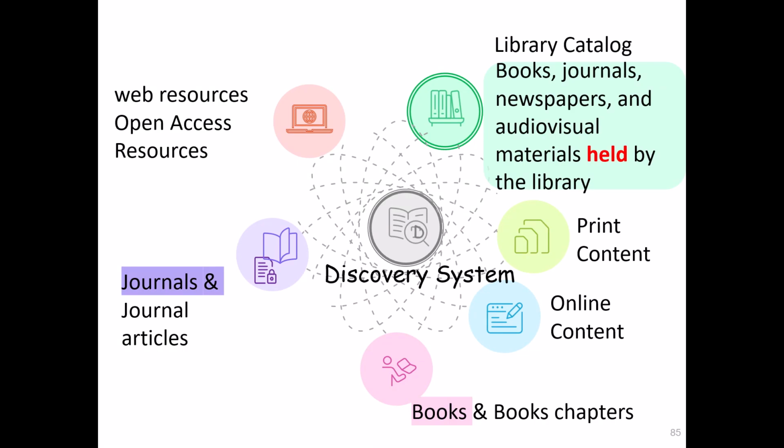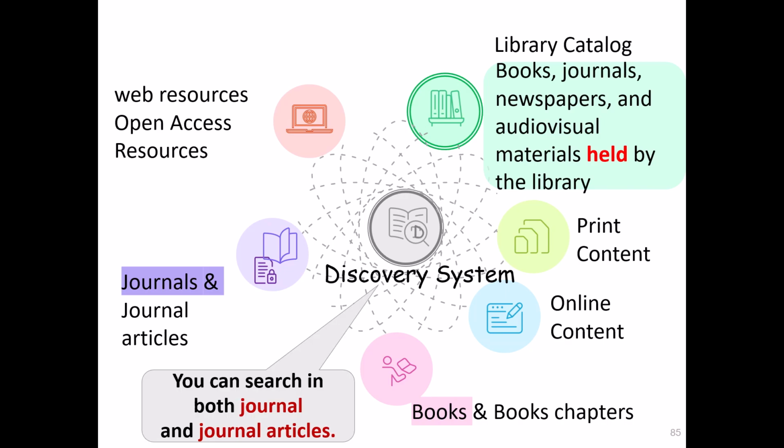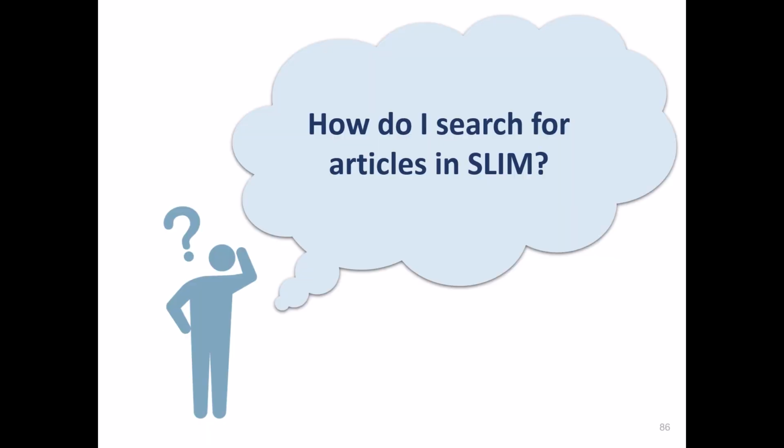The catalog and discovery mainly differ in their scope of coverage. Discovery offers a broader range of resources compared to the catalog, including not only books and journals, but also book chapters and journal articles. Discovery serves as a valuable starting point for comprehensive research materials. Now that we have outlined the key differences between the catalog and discovery, let's illustrate with a practical example. How would you locate a specific journal article?